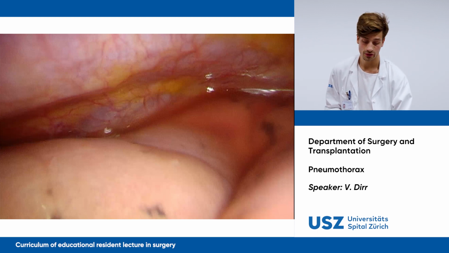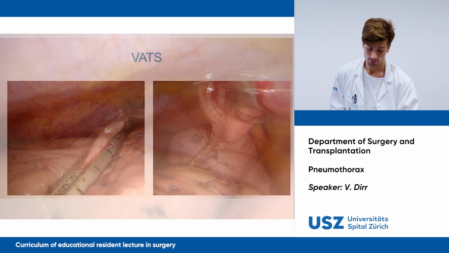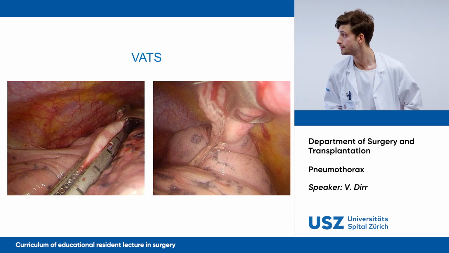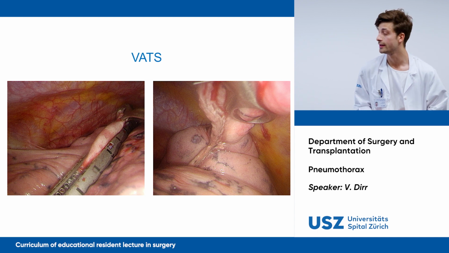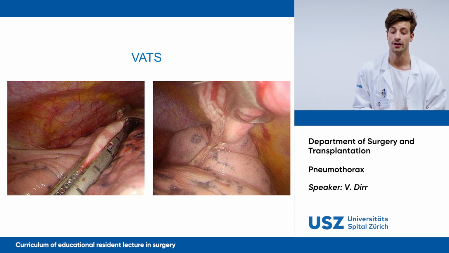So then we have decided to resect the damaged tissue. And this was done with a stapler. And the stapler seals the pulmonal tissue and the leak. And afterwards, the patient was fine.